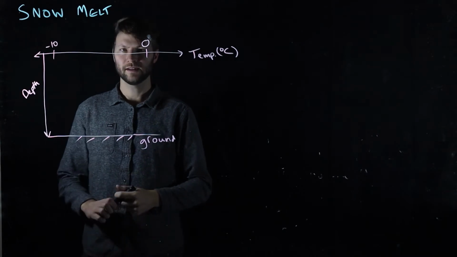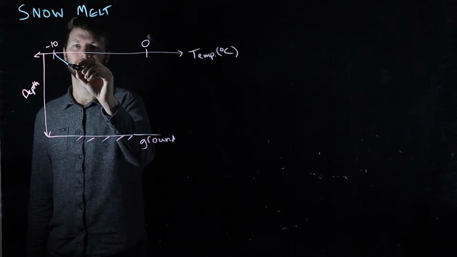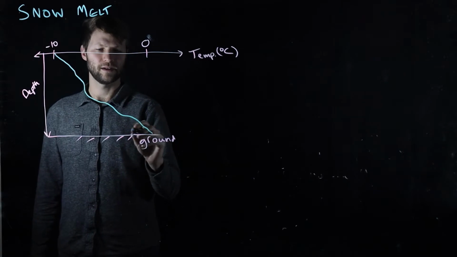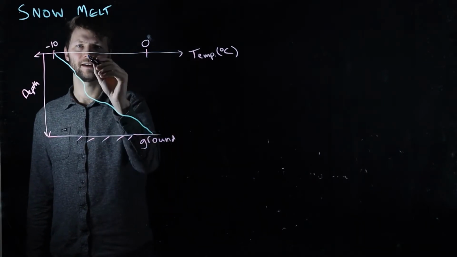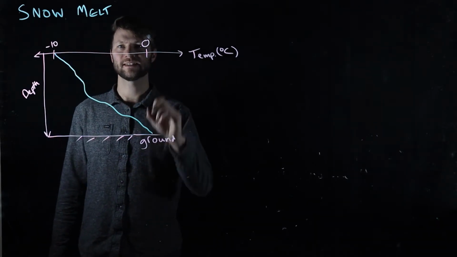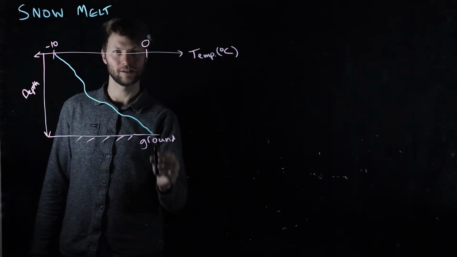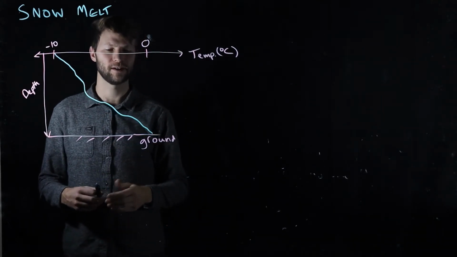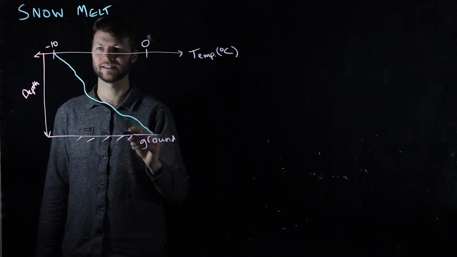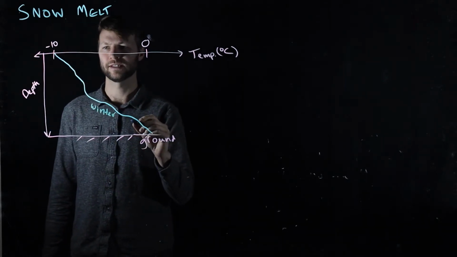So in the winter, it tends to be a profile something like this, where it's warmest at the base of the snowpack and it's coldest at the top of the snowpack. The reason for this is that the air temperature is rather cold and there is a geothermal heat flux coming from the ground that tends to warm up the bottom of the snowpack. And so you see some profile like this. This is a winter profile of snow temperature.